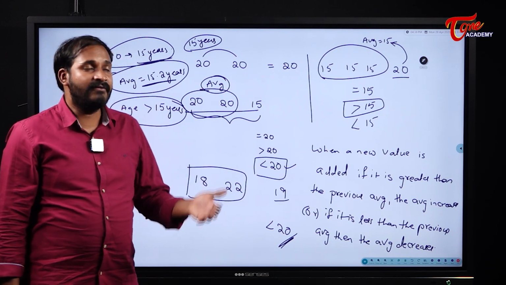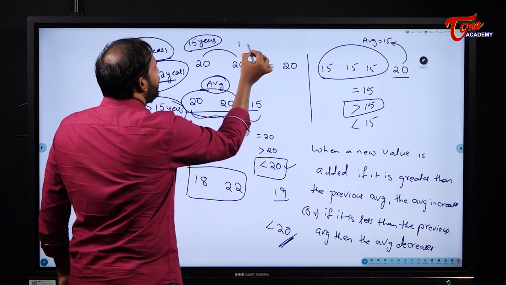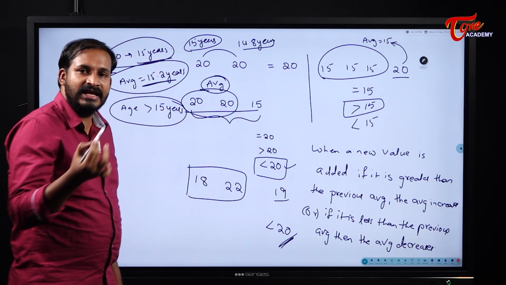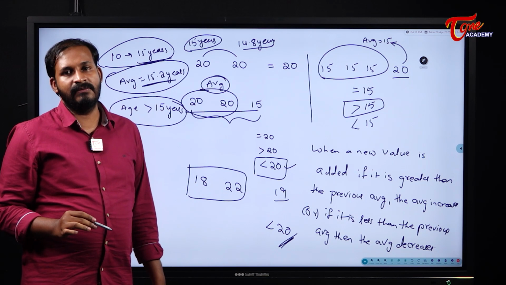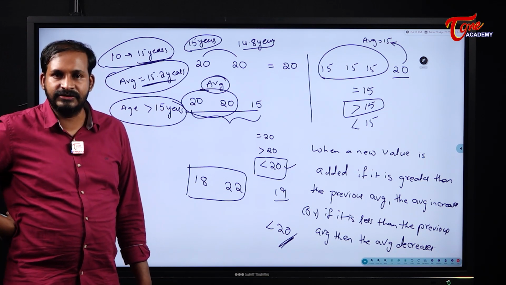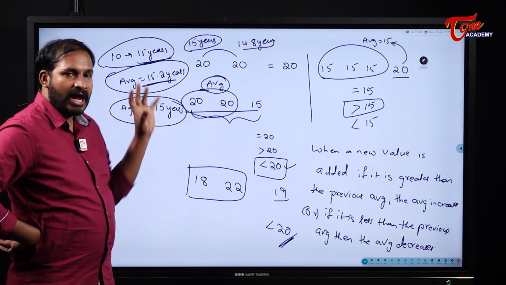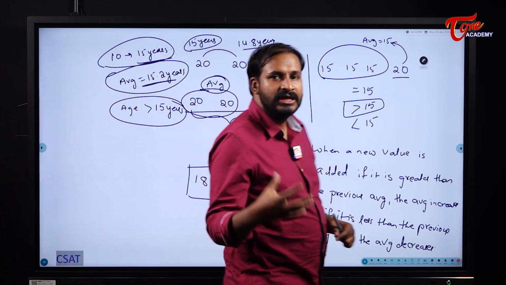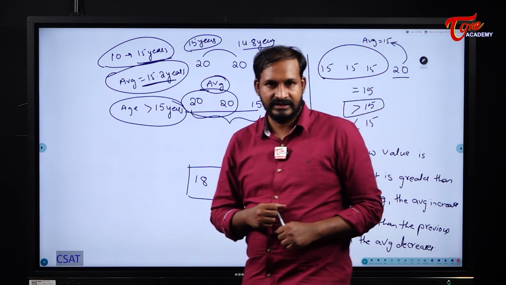For example, if the average came down to 14.8 years, then what will be the age of the new student? Definitely it will be less than 15 years. Understood, students? I think this observation is very, very important, students. Why? Because based on these observations only, we are going to solve some problems next.